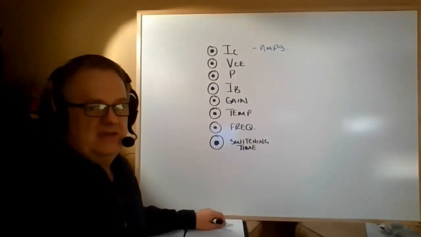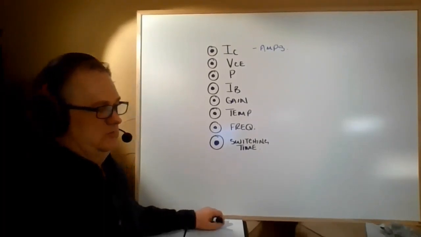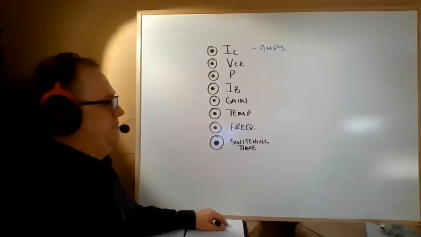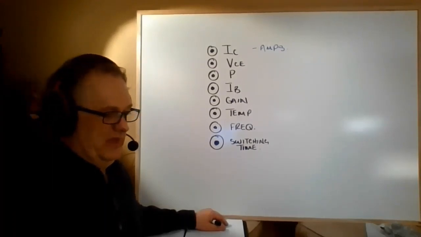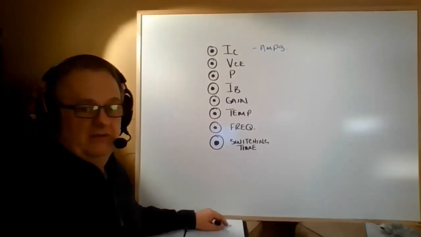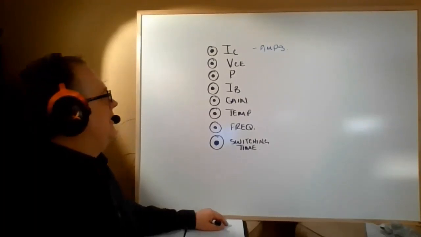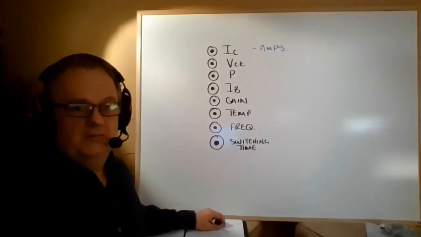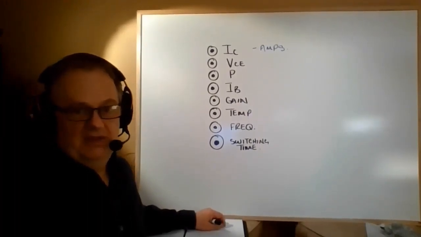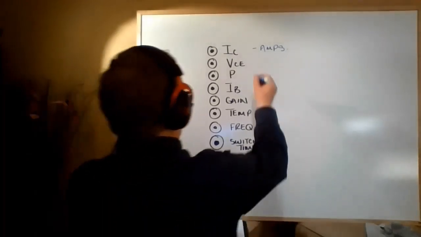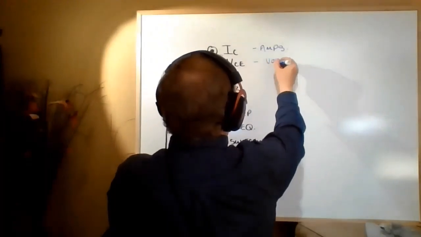Now, VCE, the collector to emitter voltage. This is an important one because, depending on the voltage of the supply, some sources actually have a fairly high peak voltage. If you're going to use this as a switch, it has to be able to block against some level of peak voltage. So that collector to emitter voltage is an important voltage rating that you need to pay attention to.